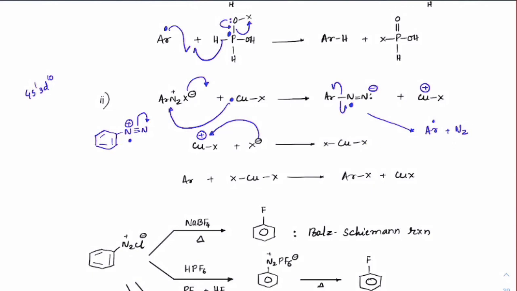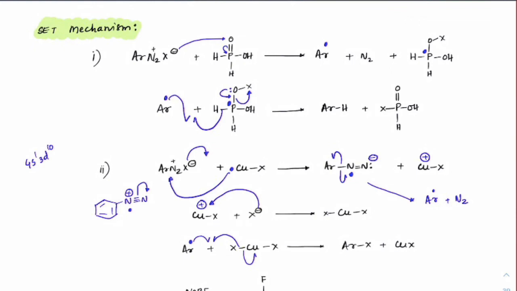Okay, and Ar dot, which is present here, got it, will react with the halide here and gives the electron back to copper, and therefore it retains its oxidation state, and ArX is formed finally. So CuX is used like a catalyst here. Finally we will get this halogen substituted. Okay, so this is also done by radical mechanism. So this is single electron transfer which is happening. Okay, everybody understood that?